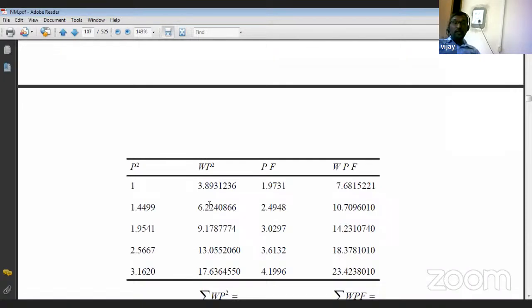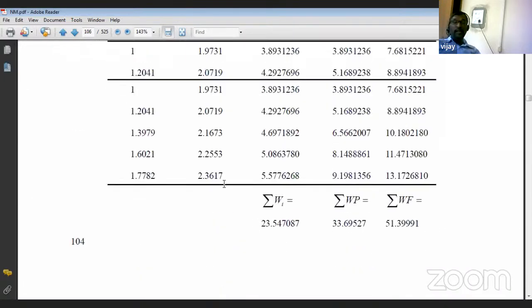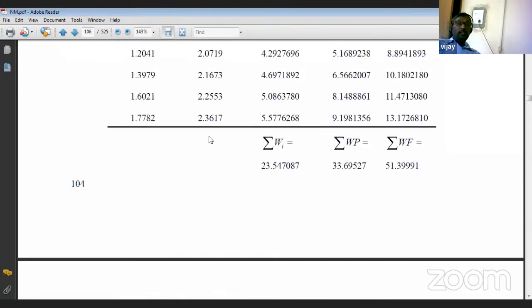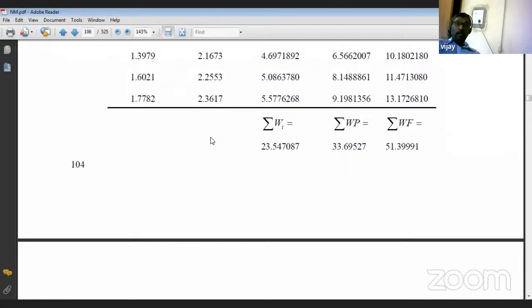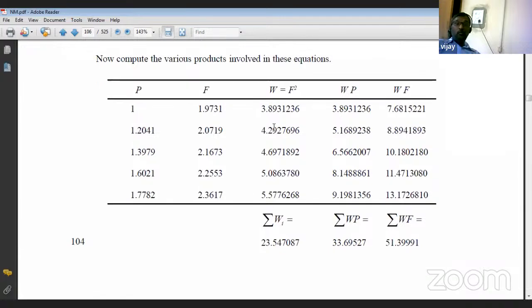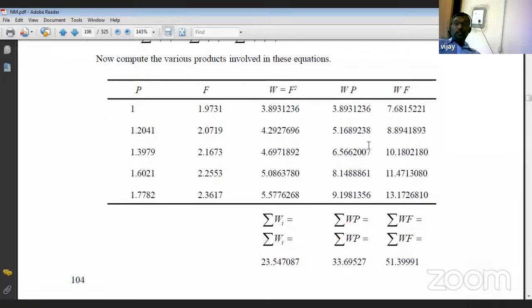After writing these values, then P square. What is the P square? 1 square is 1. Then 1.2041 into 1.204. And 1.3979, 1.6031 into the same, 1.77 into these values. WP square: W is equal to, what is the P square value here?